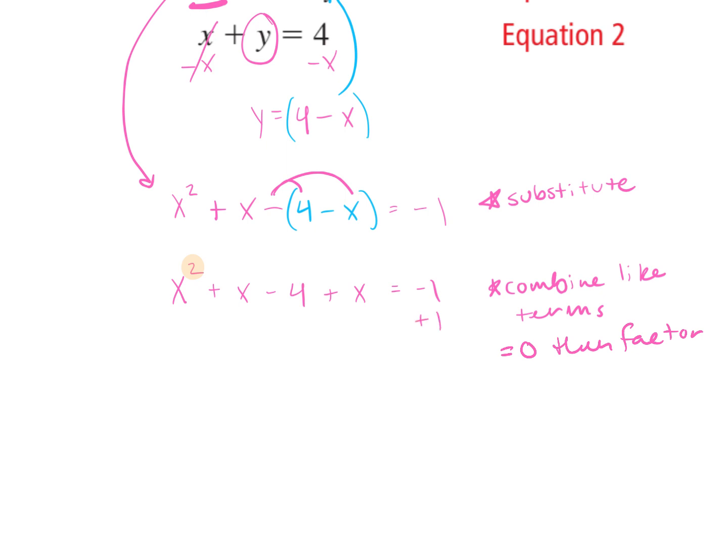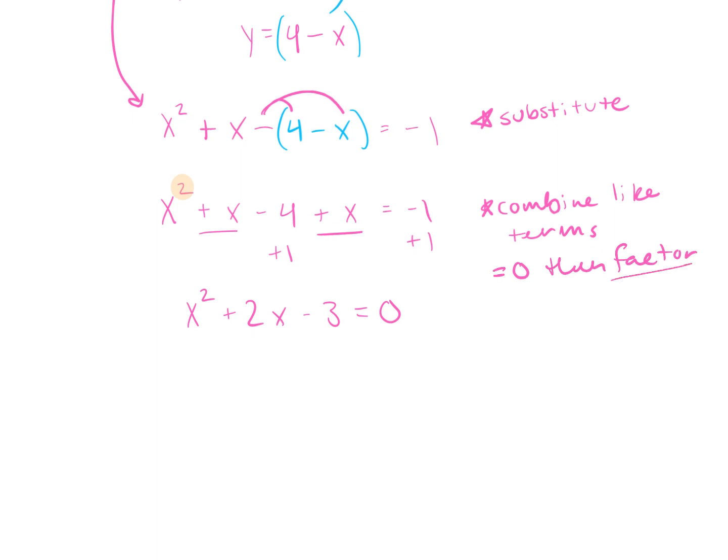I'm going to add 1 to move it to the other side, combine it with that negative 4, and then combine my x's together. These are on the same side, so I don't subtract an x, I just add the two x's together. So it's x squared, x plus x would be 2x, and negative 4 plus 1 would be negative 3. Now that it's equal to 0, I can factor. I want to see what are two factors of negative 3 that add to 2. That would be 3 and negative 1. So I put it into my parentheses: x plus 3, x minus 1, equal to 0.